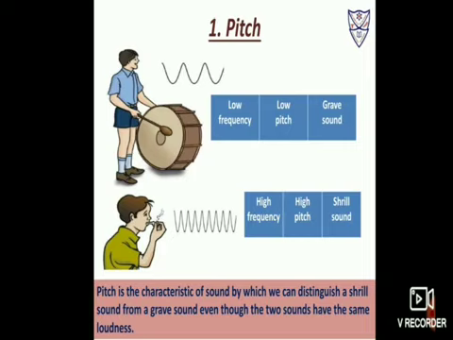Now in this slide you can see a boy beating a drum softly. Its skin will vibrate with low frequency, meaning a smaller number of sound waves is produced. So low pitch, and what kind of sound is produced? Grave or flat sound. Now see the second one. A boy is whistling using a whistle. So high frequency, a greater number of sound waves is produced. So high pitch, and what kind of sound is produced? Shrill sound, means sharp sound.